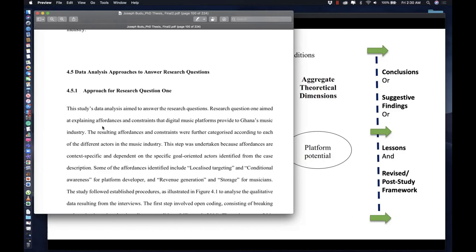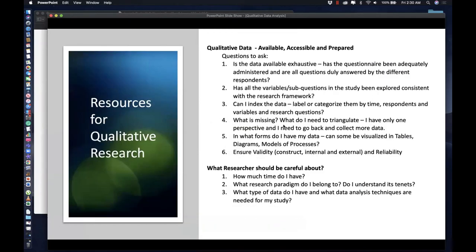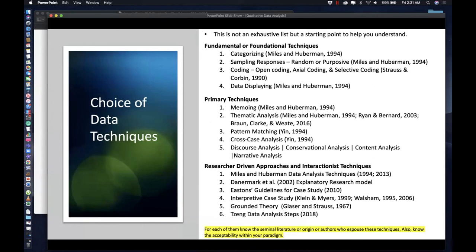Remember what I mentioned earlier? Linking. If you don't remember, let me show you. I don't want to say that I'm just saying that. One of the steps that we are going to achieve is to know how to label. Can you label or categorize the data by time, respondents, variables, and research questions? That's one thing that, in terms of making data available, accessible, and prepared, you are required to do.